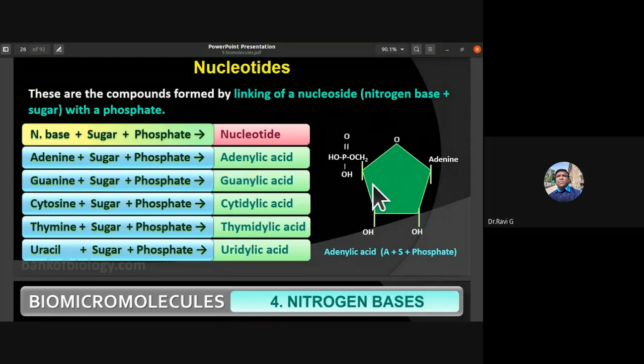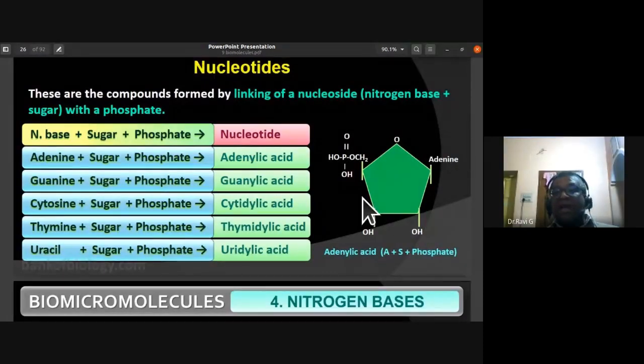Now you can see in this example, the sugar which has this adenine, so adenosine, but since they have a phosphate group also attached here at the CH2OH, you find the H is replaced by the phosphate group, that is H2PO3. So the phosphate group is attached to the CH2O part of it, and H is replaced by the phosphate group. We call this adenylic acid. So a nucleotide is nitrogenous base plus sugar plus phosphate group, which can also be defined as nucleoside plus phosphate group.